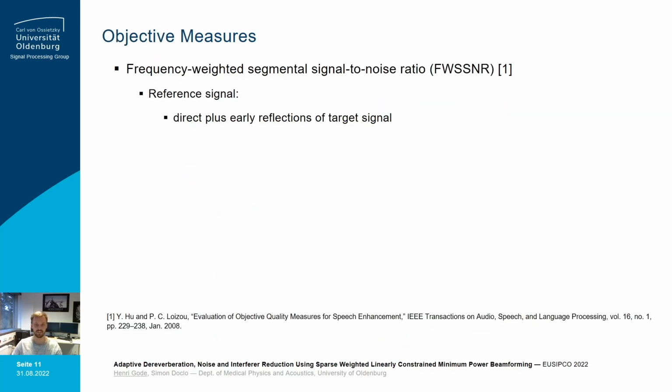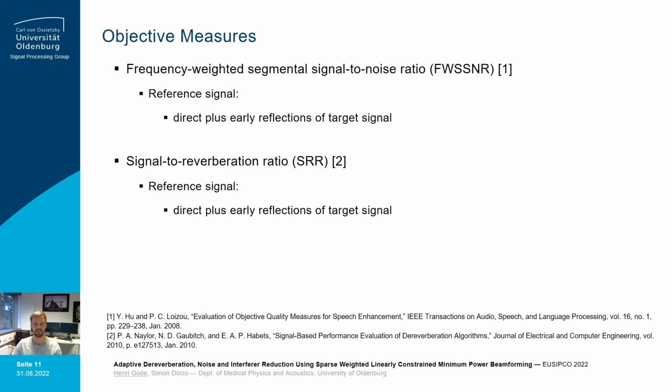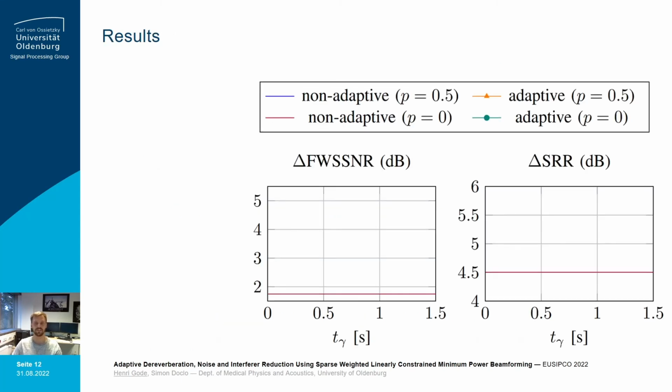As objective measures, we evaluated the improvement of the frequency-weighted segmental signal-to-noise ratio, in short, frequency-weighted SSNR, and the improvement of the signal-to-reverberation ratio, in short, SRR, both averaged over left and right ears and using the desired target signal as reference. Here you see the frequency-weighted SSNR and SRR improvement compared to the noisy input signal of the non-adaptive wl.CMP beamformer. And it is positive, which is nice.